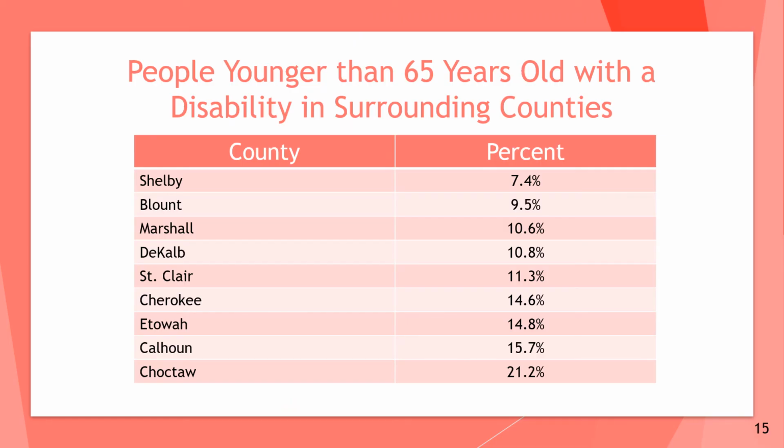This is a graph of the percent of people younger than 65 years of age with a disability in Etowah and surrounding counties, as well as the lowest and highest percent counties in all of Alabama. Etowah is at 14.8%, Shelby is the lowest at 7.4%. Choctaw isn't a surrounding county, but it's the highest percent county in Alabama at 21.2%.